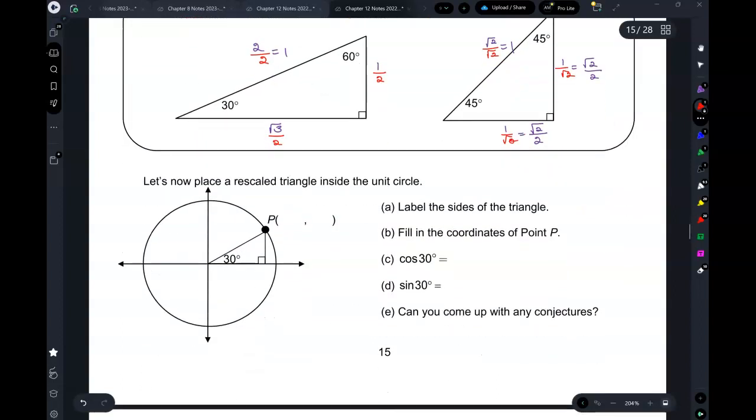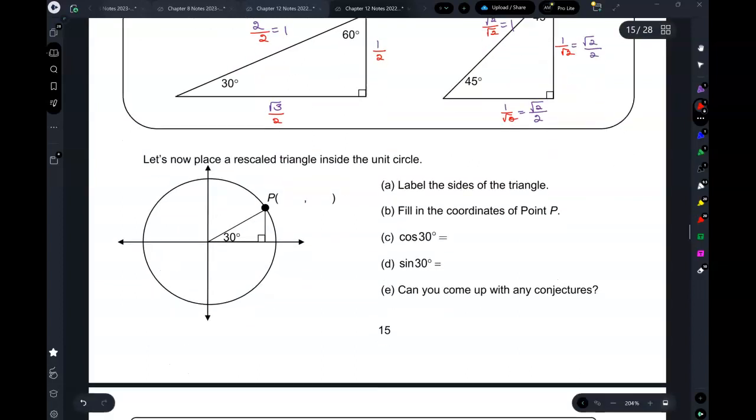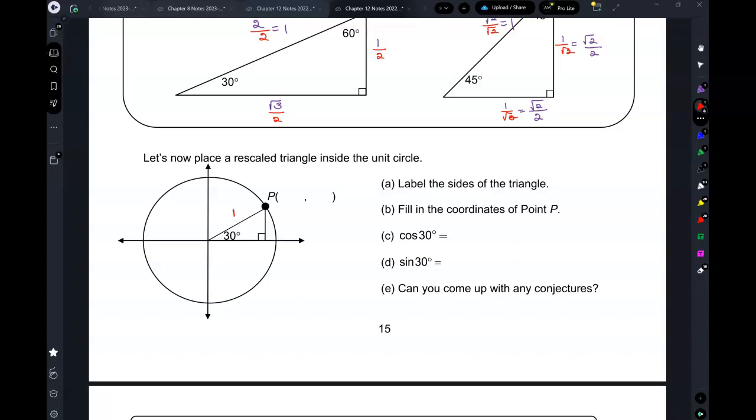Okay, so now let's place a rescaled triangle inside the unit circle. I had one with a hypotenuse of 2. I scaled it down. Now the hypotenuse is 1. So this side is 1, and the vertical side is 1/2. The adjacent side is root 3 over 2. Correct? Now, when you have your radius over there, it intersects the circle at this point P. So let's figure out what the coordinates of P are.